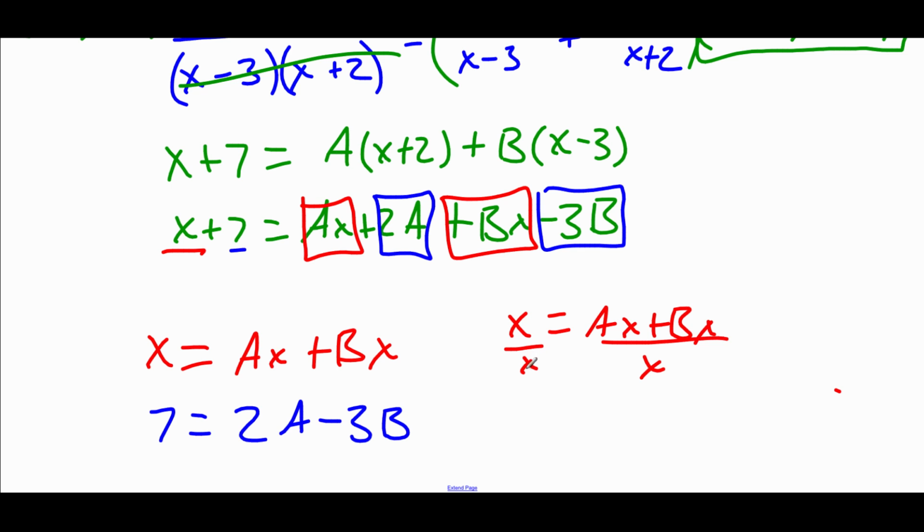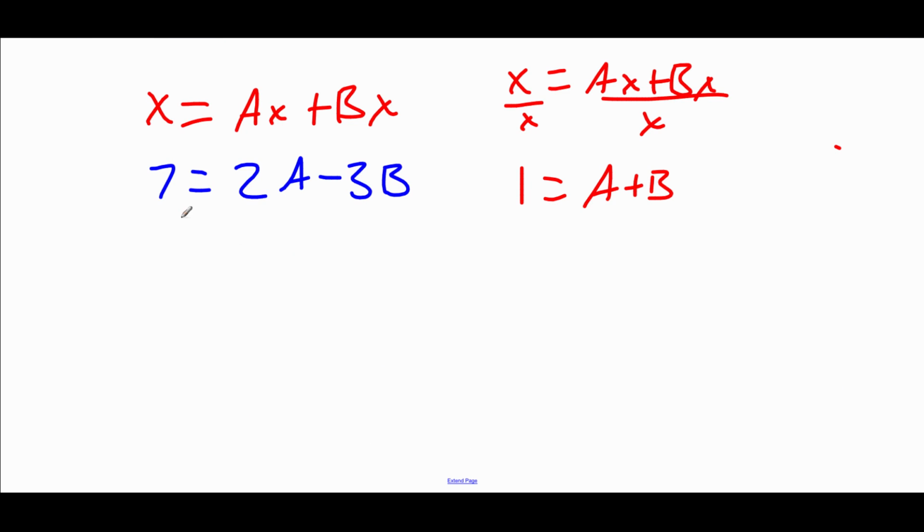So x divided by itself, well, if we take a number and divide it by itself, we get 1. And then if we do this division on the right-hand side, those x's will end up canceling out, so we'll just get a plus b. Then we've got our other equation, 7 equals 2a minus 3b. Now we've got a whole lot of options as far as solving this system. We could do substitution or we could do elimination. I think I'm going to use elimination.